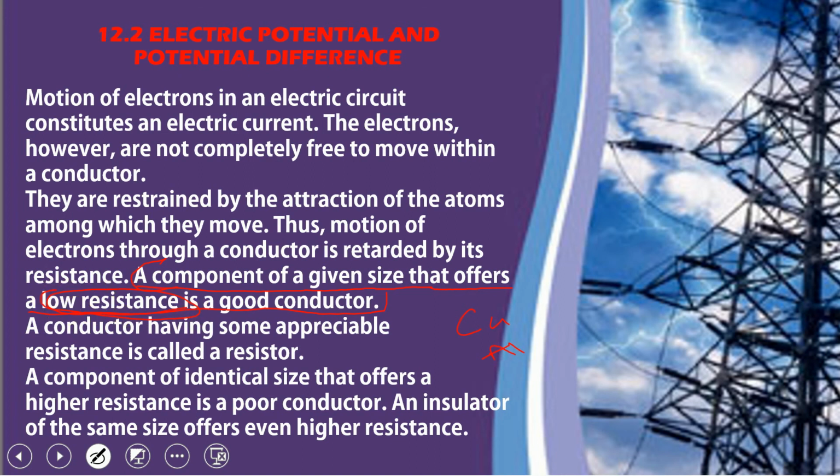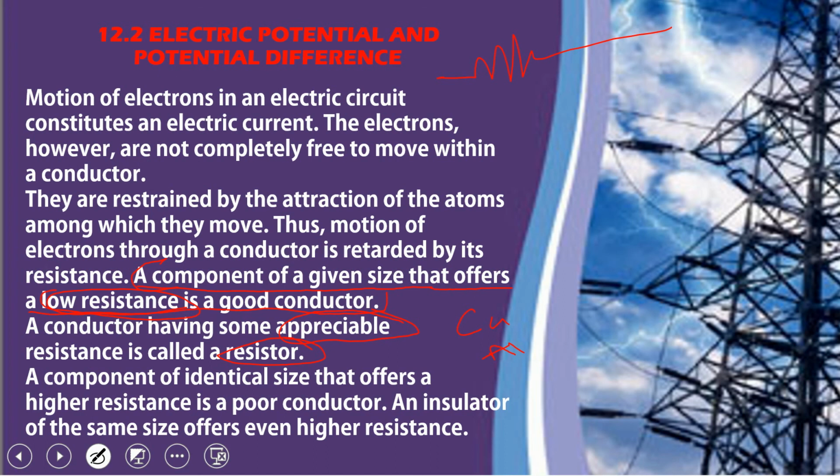A conductor having some appreciable resistance is called a resistor. That is, it has some resistance, and it is called a resistor. Normally in a circuit we use resistors, and a resistor is represented like this. Now, we know what resistance is. These are the resistors.